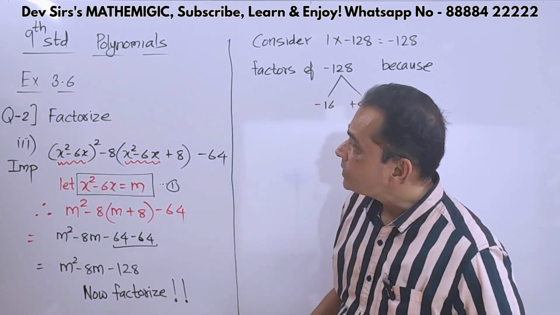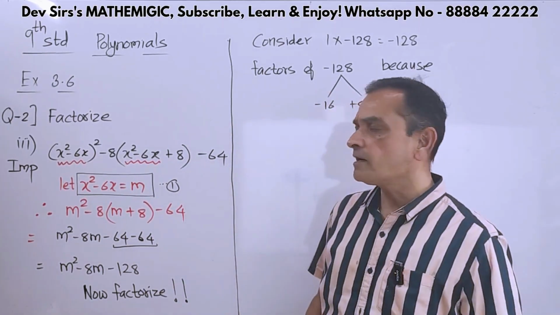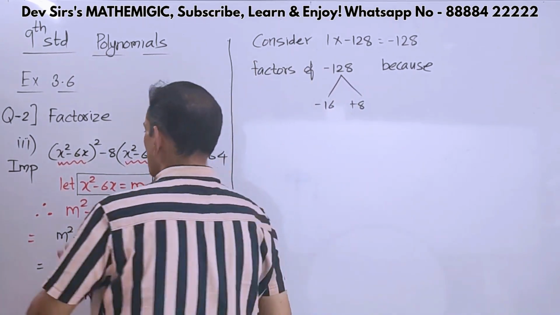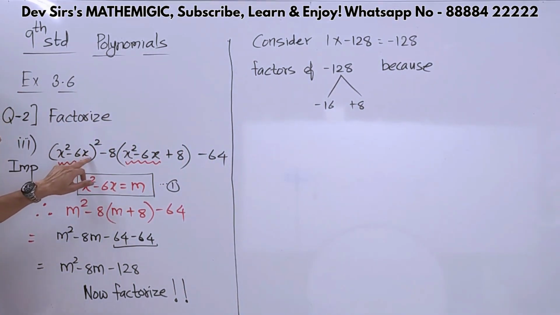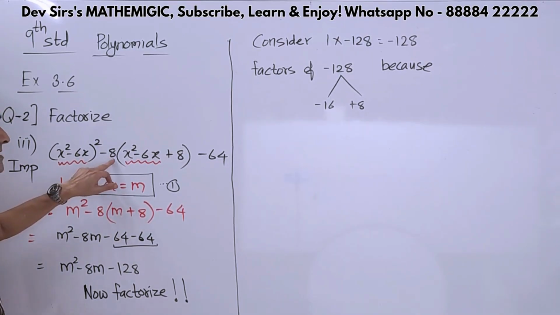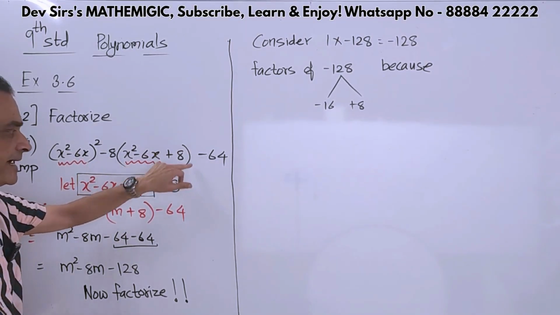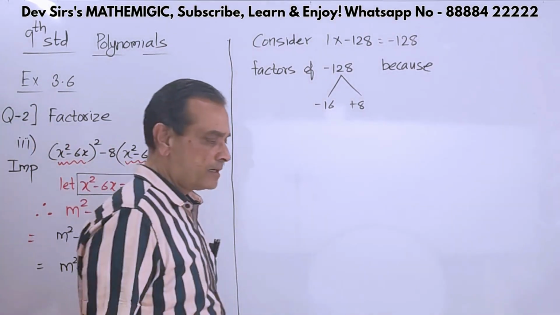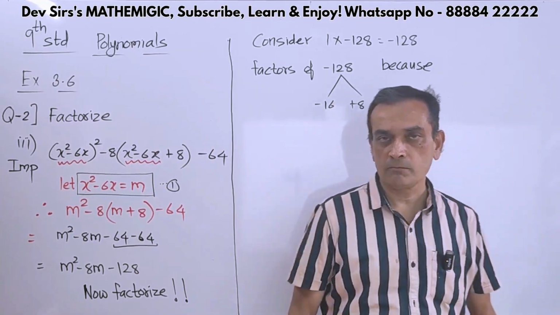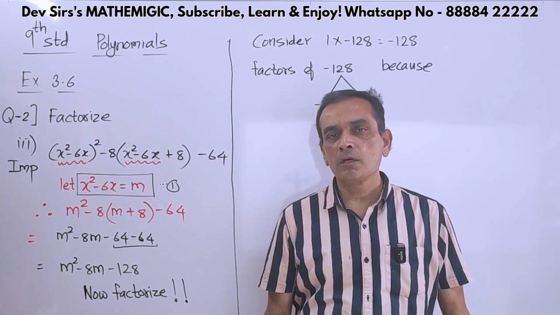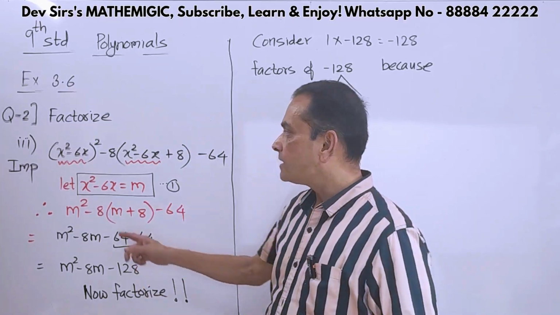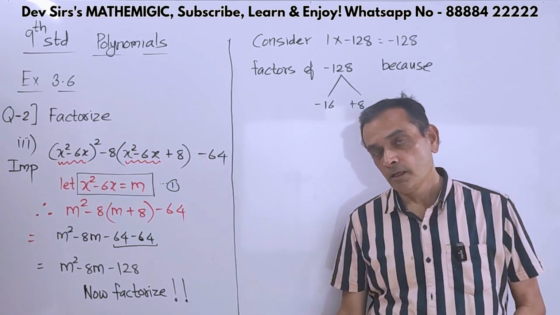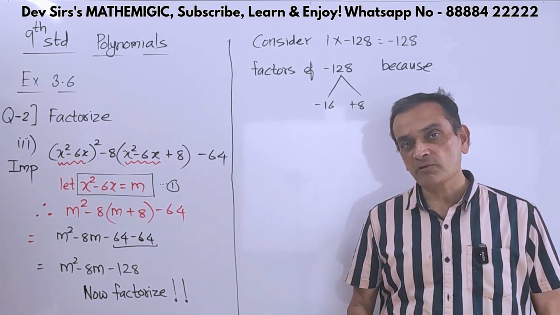Okay, so exercise 3.6 from 9th standard textbook. Factorize. Important sum hai. All this. (x squared minus 6x) bracket squared minus 8 into (x squared minus 6x plus 8) bracket mein minus 64. Okay, looks big, looks complicated, but it is not. First of all, see what I have done. I have underlined x squared minus 6x. Why do you think I have underlined? For every step, you should ask yourself the question why.